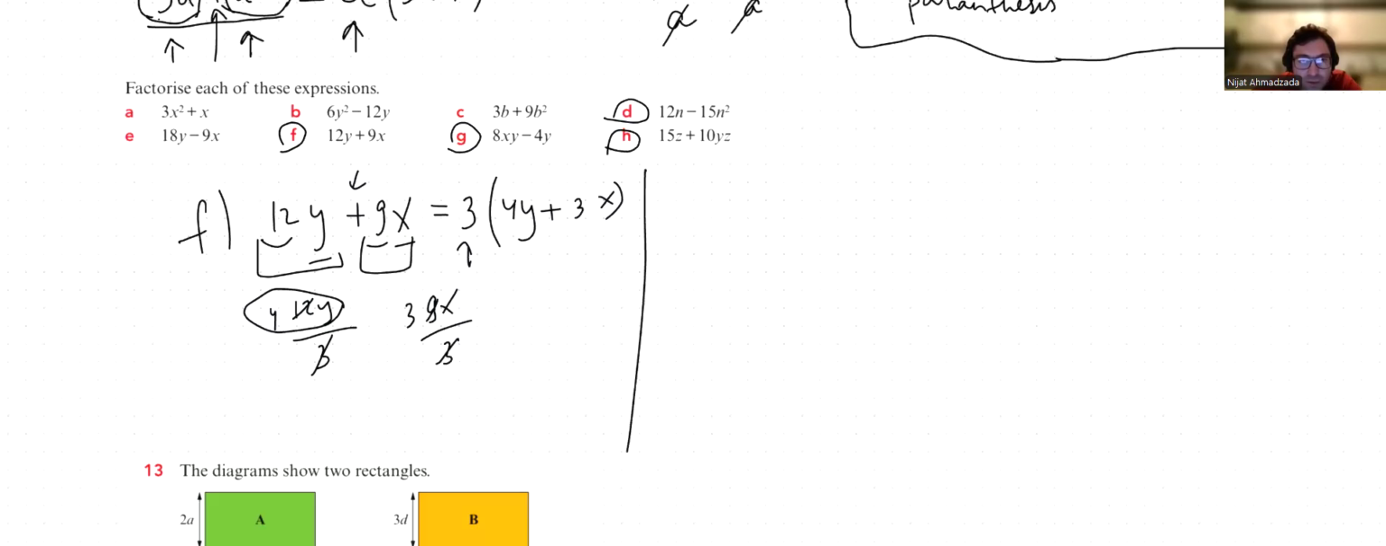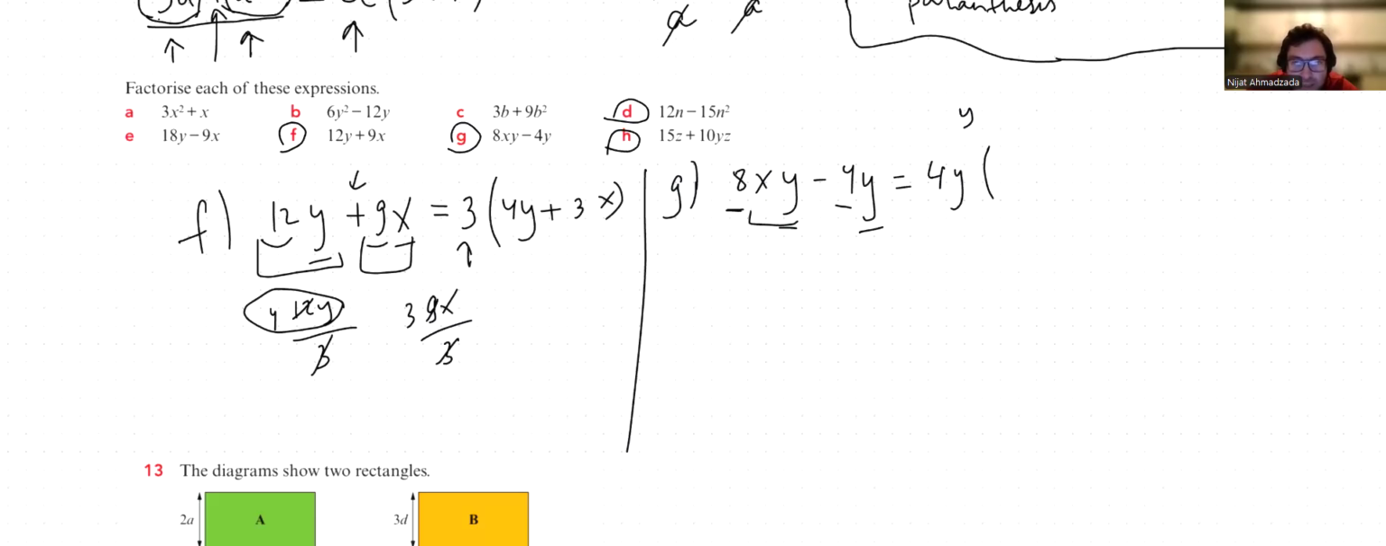Okay, good. So part G: 8xy minus 4y. So we find the LCM. First of all, we see that y is already common, so it's in the pocket. From 8 and 4, you can find the LCM as well, but you see that 4 is divisible by both of them, 8 and 4. So from 8 and 4, I got 4. From xy and y, I got y. So 4y is common. I open the bracket, second step.